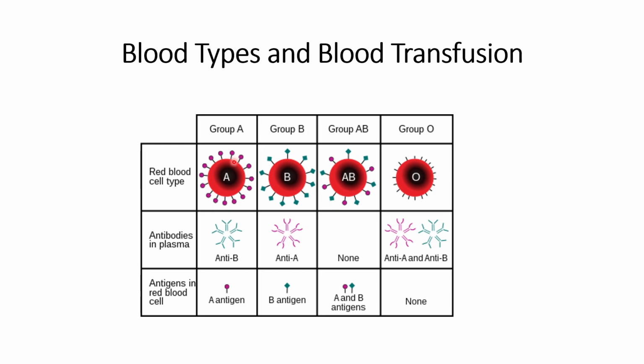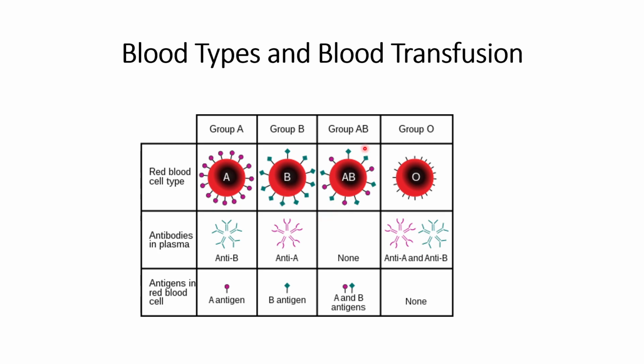In group A human beings, the enzyme that can produce B antigen is absent, and the human body has anti-B antibodies against B. So whenever blood of group B is transfused to a group A person, it will not be accepted by the body because of the anti-B antibodies present in the group A patient.